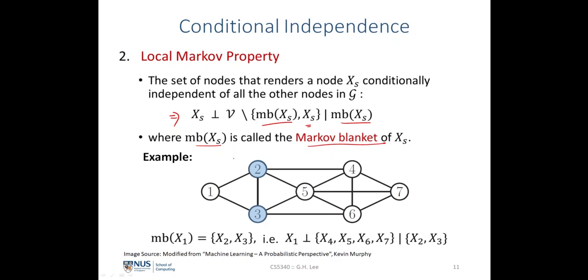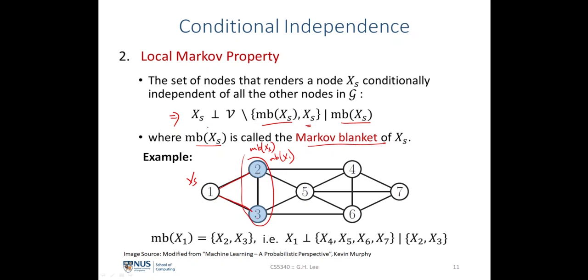Let's look at an example. It's the same graph that we have seen in the earlier example illustrating the global Markov property. But in this case, let us denote XS as the random variable 1, and the Markov blanket of x1 would be the immediate neighbors. This means all the neighboring nodes that are directly linked to x1 with an edge in the graph. In this case, it would be random variables 2 and 3, which is defined as the Markov blanket of x1.